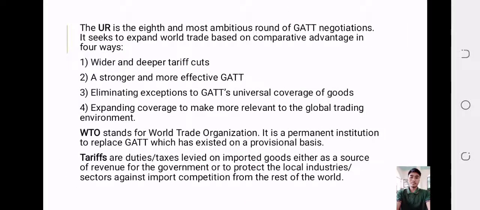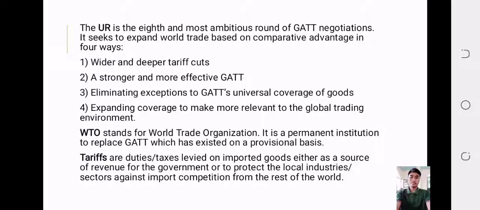The UR, the eighth and most ambitious round of GATT negotiations, seeks to expand world trade based on comparative advantage in four ways: wider and deeper tariff cuts, a stronger and more effective system, eliminating exceptions to GATT's universal coverage of goods, and expanding coverage to make it more relevant to the global trade environment.